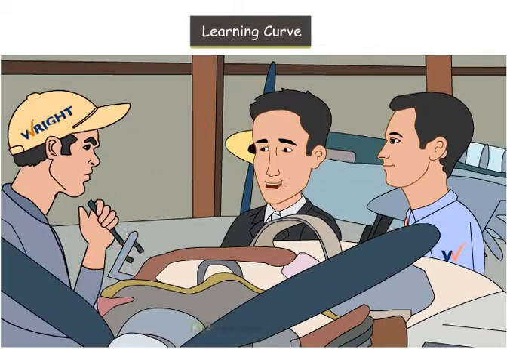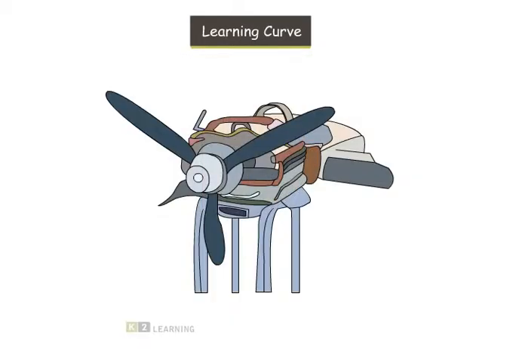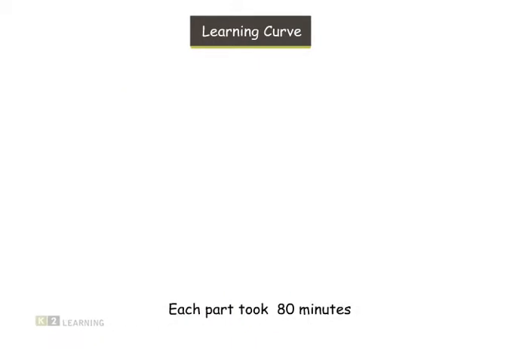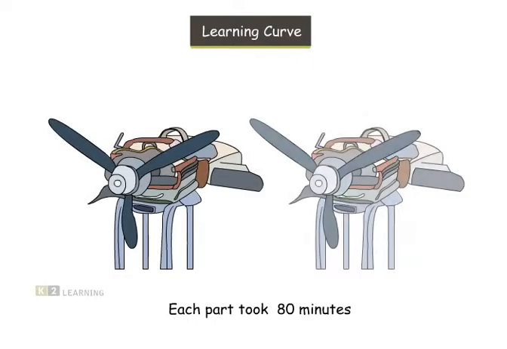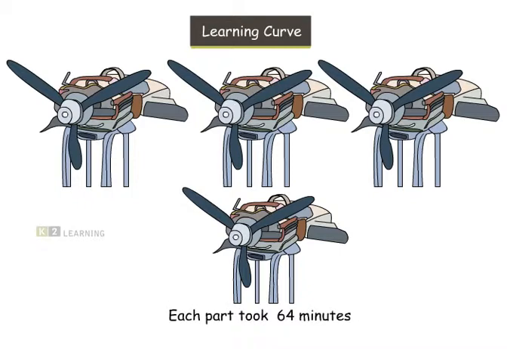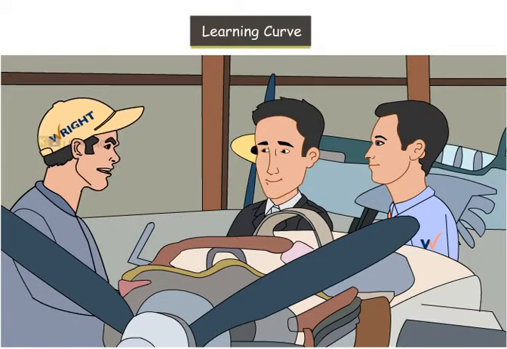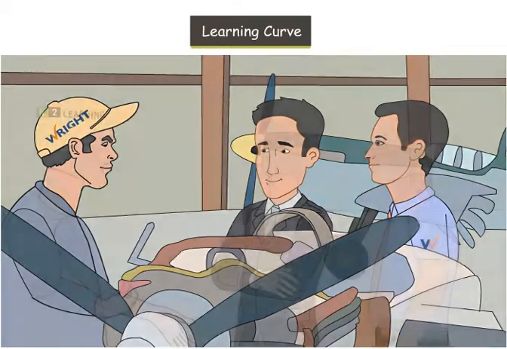Hello, Bill. How is it going? Very good, sir. The first airframe took me about 100 minutes to manufacture since I was unfamiliar with the process. Second time each part took me 80 minutes and made 2 airframes. The third order consisted of 4 parts of which each part I could manufacture in 64 minutes and so on. I'm able to manufacture double every single time we reduce time.